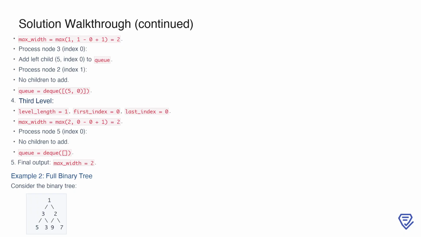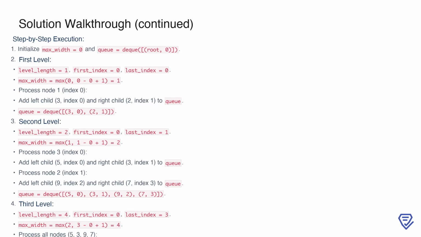For the third level, the level_length is 1, with first_index and last_index both at 0. The width remains 1, so max_width is unchanged. Node 5 is processed, but since it has no children, the queue becomes empty. With no more nodes to process, we conclude that the maximum width of this binary tree is 2.